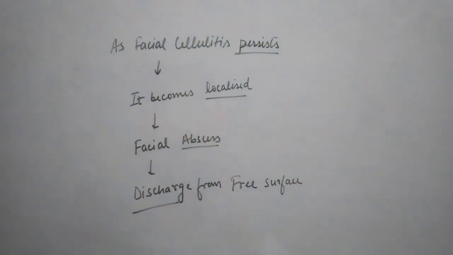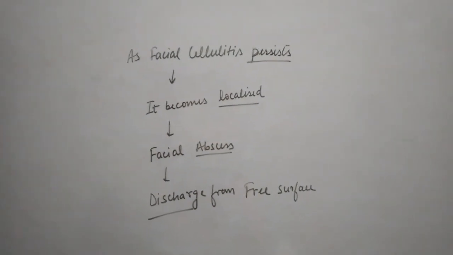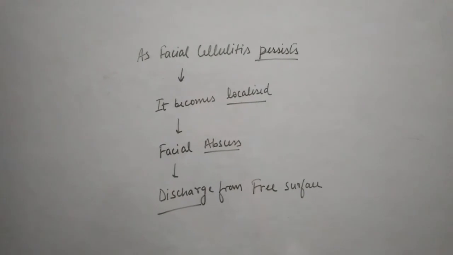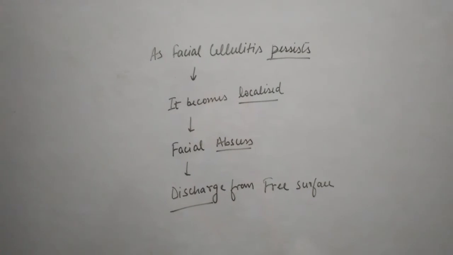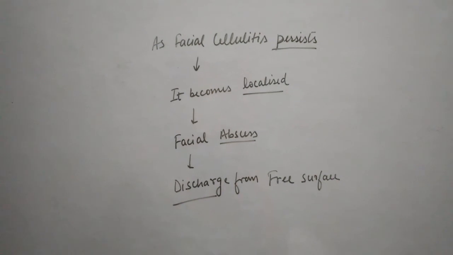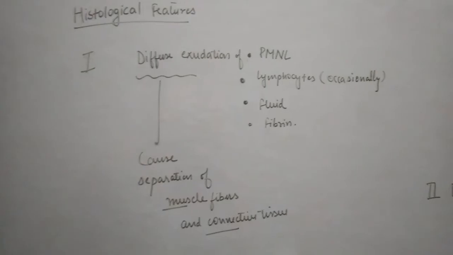Another important thing to notice is that facial cellulitis, when it persists for a longer time, becomes localized and then leads to the formation of an abscess called a facial abscess. Now this abscess will try to get out and thus discharges from a free surface.